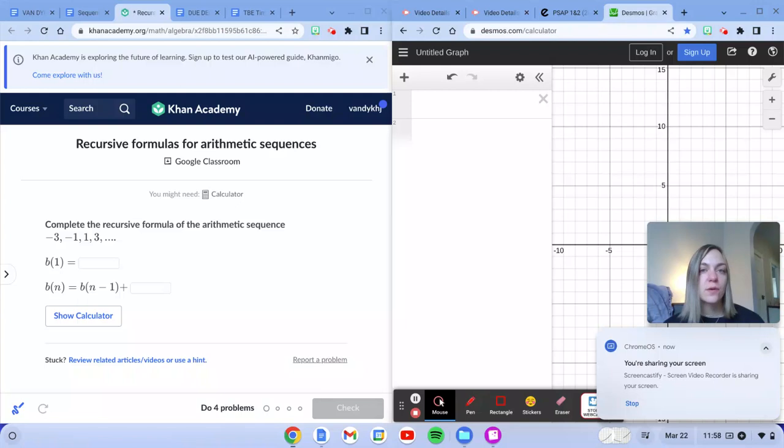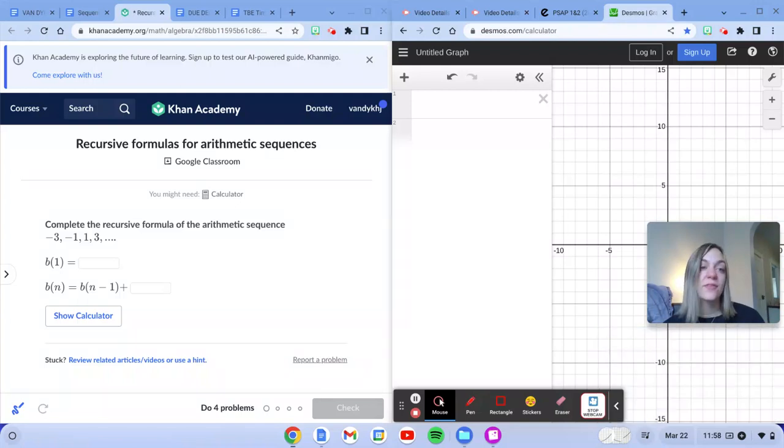This next one is going to be one of the more tricky ones in this activity. So basically, we're going to be trying to create the sequence using the notation, which is called a recursive formula. So we have our sequence here, and it says b of 1, the first term is what number? Literally, this is just going to be looking and seeing what the first number is. In this case, it's -3.